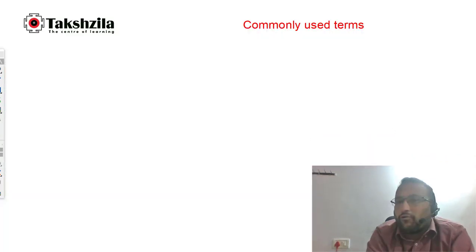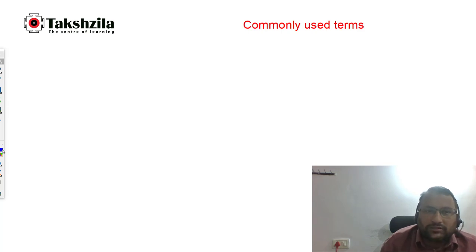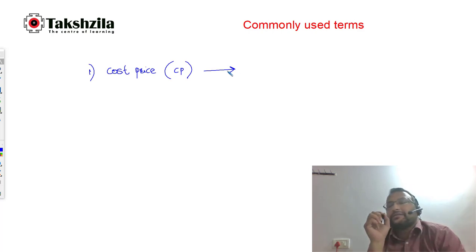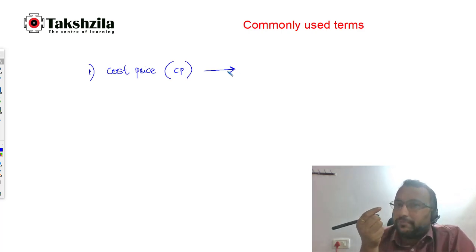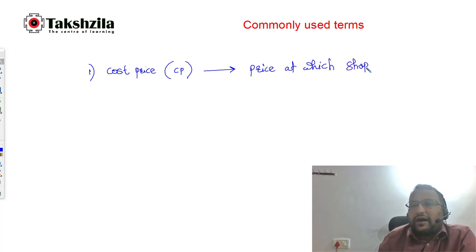First of all, let's have a look at the commonly used terms. The first term is cost price. Generally, we call it CP. Cost price is the price at which the shopkeeper purchased the article.